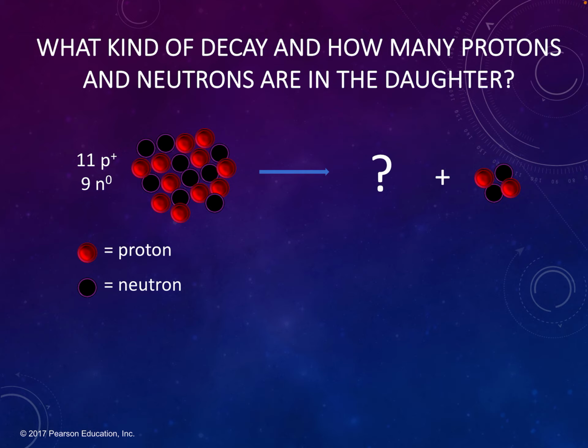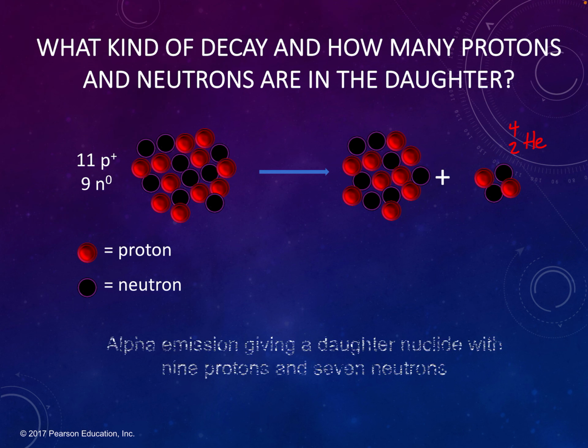So this asks what kind of decay is happening and how many protons and neutrons are in the daughter nuclide. Okay, so right now we're starting off with 11 protons and 9 neutrons. And over here, right, we've lost 2 protons and 2 neutrons. The protons are red and the neutrons are black. So we've lost 2 protons and 2 neutrons. That means we have lost a helium, okay? So if we've lost 2 protons and 2 neutrons, that means we are going to be left with 9 protons and 7 neutrons.